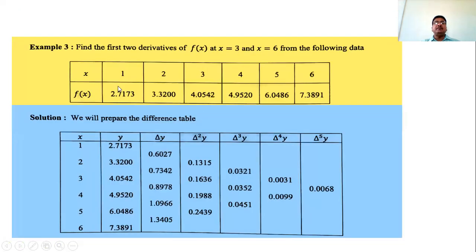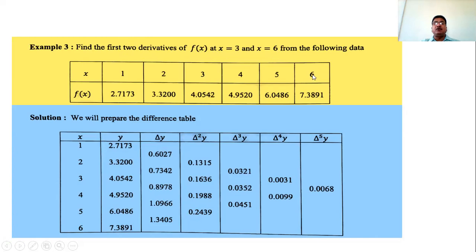Then the next problem is to find the first two derivatives, meaning the first order derivative and second order derivative of f(x) at x is equal to 3 and x is equal to 6. Again, 3 is in the middle of the table, and 6 is at the end of the table.